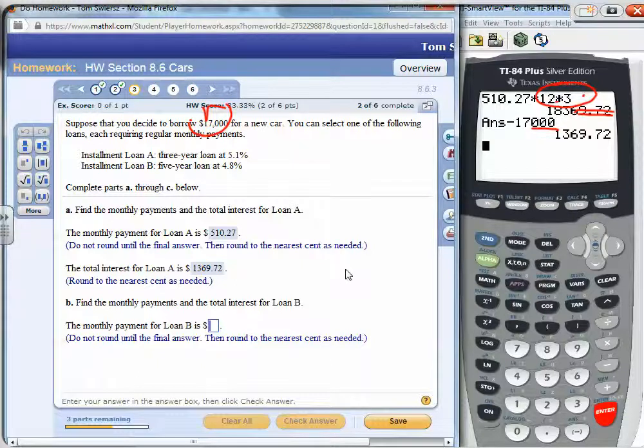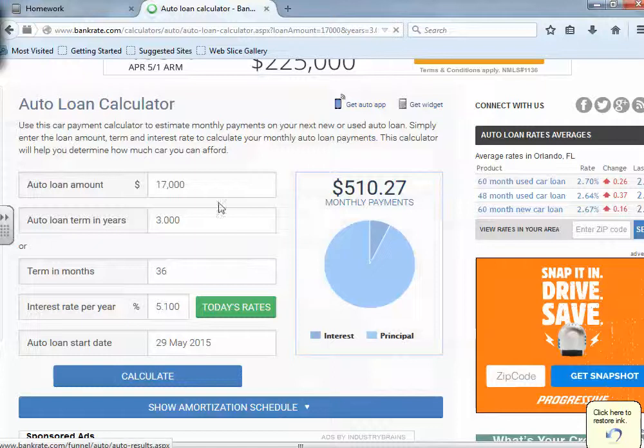Okay. All right. Now we're going to do the same thing for the monthly payment for loan B. Remember, loan B is 17,000, 5 years at 4.8%. So we'll go to bankrate.com and get the monthly payment for that. 17,000. This time it's for 5 years. It corrects the number of months.